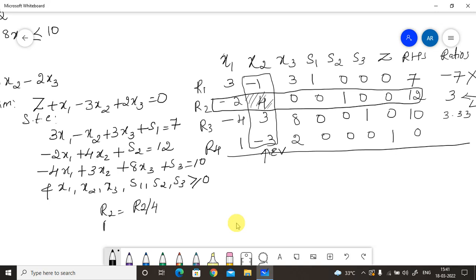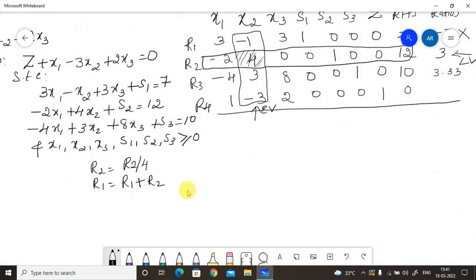What is the formula for R1 now? R1 equals, first you write R1, then you see the signs there. Minus 1 is there, so you make it positive, plus 1 into R2, so R1 plus R2. Okay, similarly you go for R3 and R4.